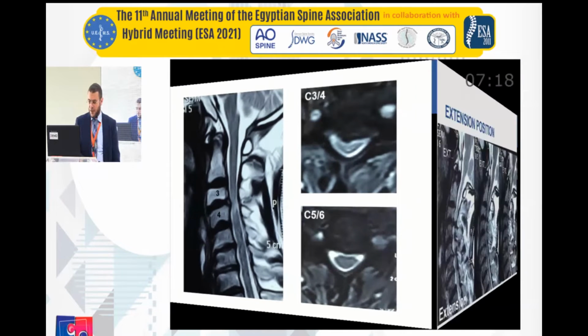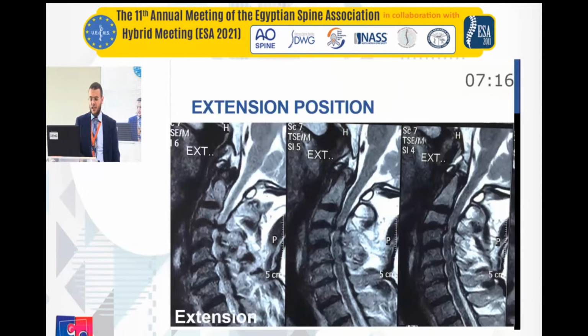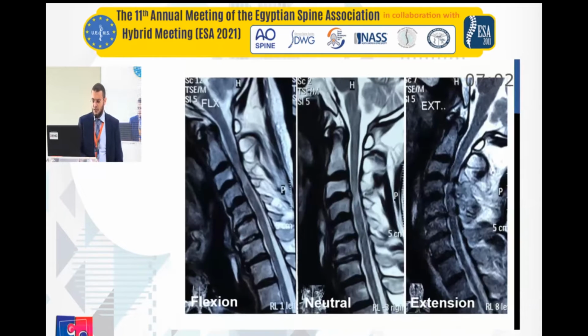When we did an extension MRI on this patient, we were very surprised to see a significant cord compression posteriorly at multiple levels, as you can see on this MRI. When you compare the neutral, flexion, and extension positions, you can see a very significant difference between the three positions on MRI. Does this give you any idea that you may change your plan of surgery, instead of going from the front, to go from posteriorly?